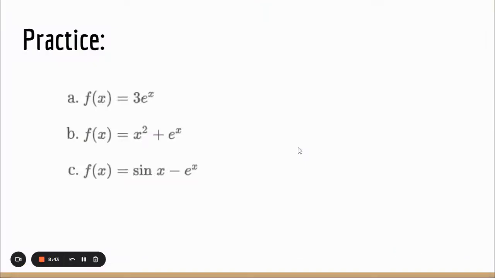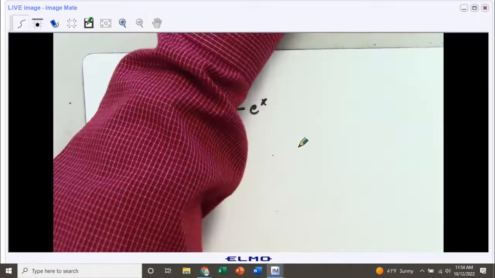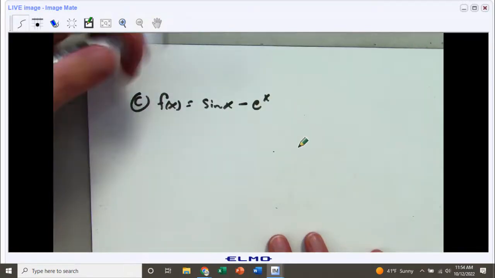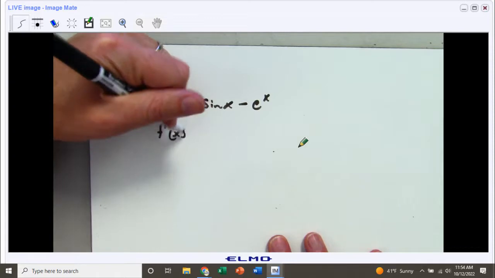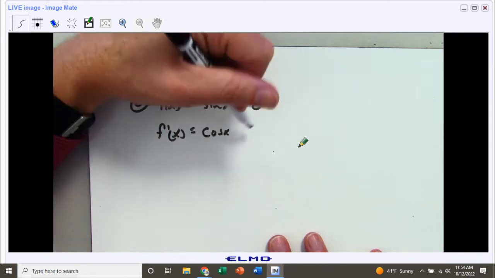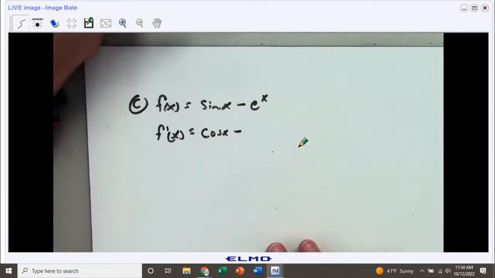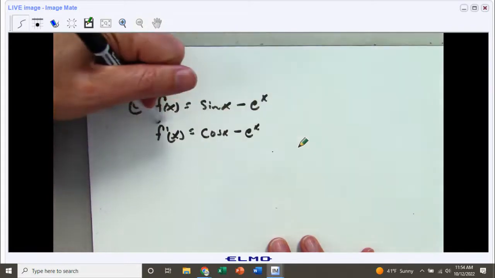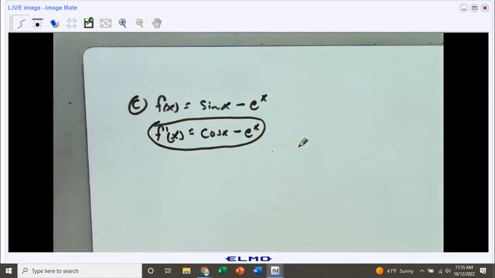One more to go. This last one, we're going to combine some trig functions as well as the exponential. So this is f of x equals the sine of x minus e to the x power. To find the derivative, we'll just do each one separately. The derivative of sine of x, we now know, is the cosine of x. And we'll subtract the derivative of e to the x, which remains e to the x power. There we go, all done.